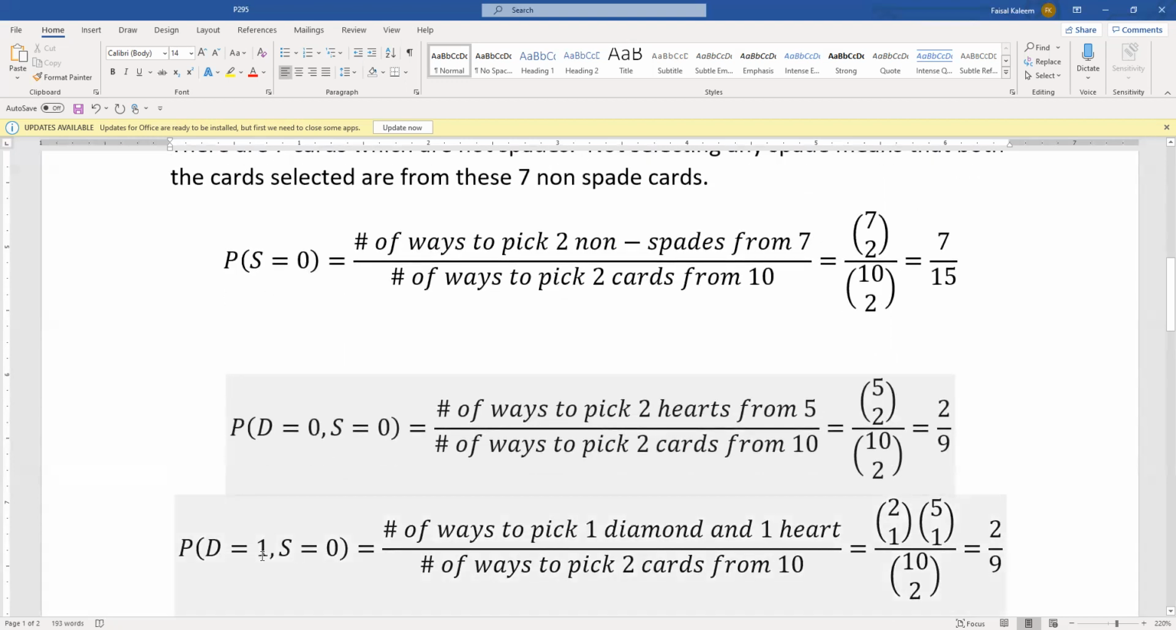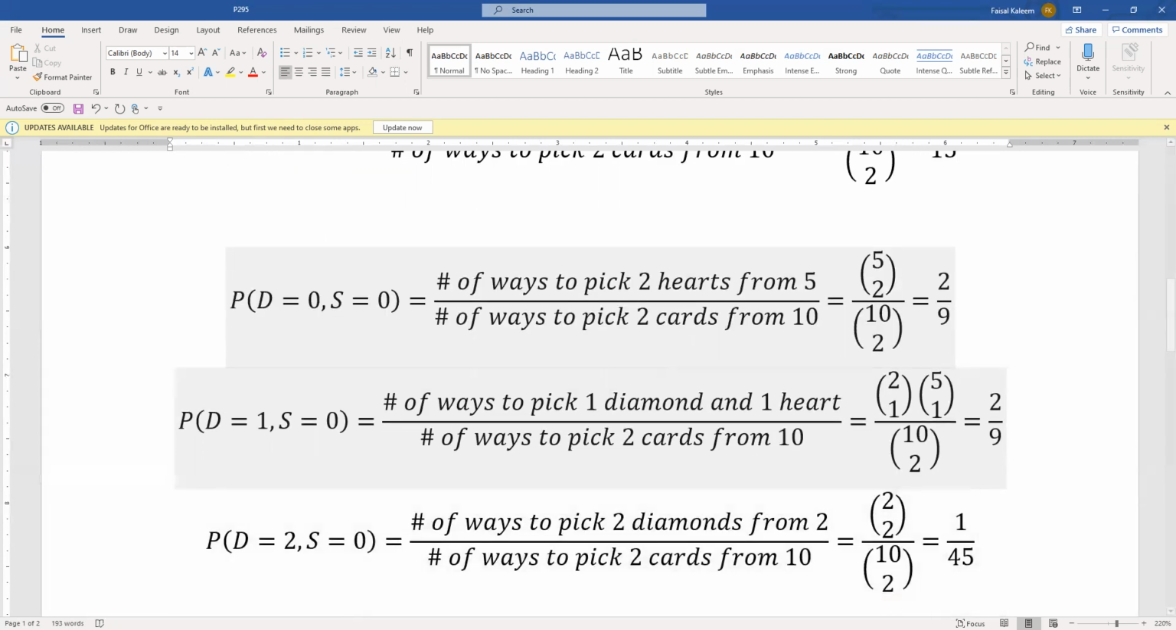And then you could have D equal to 1. Remember, D could be 0, 1, or 2 when S is 0. So D equal to 1, S equal to 0 would be the number of ways to pick 1 diamond, and then the second card has to be a heart because spades are 0 and you're picking 2 cards total. So that's 2C1 times 5C1, because there are 2 diamonds and you're picking 1, and there are 5 hearts and you're picking 1. The denominator is again 10C2. So that's 2 over 9. And then the probability D is equal to 2 and S is equal to 0 means you're just picking 2 diamonds, and there are only 2 diamonds available. So 2C2, the number of ways to pick 2 diamonds from 2, divided by 10C2, 2 cards from 10. That's 1 over 45.